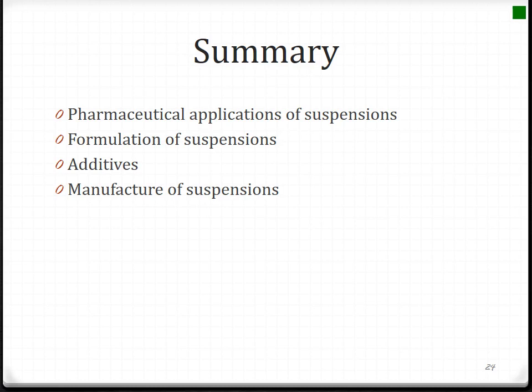We've come to the end of the lecture on suspensions. In this lecture, we've looked at the pharmaceutical application of suspensions, formulations of suspensions, which can be classified into flocculated and deflocculated suspensions, additives used in suspensions, and the manufacture of suspensions.